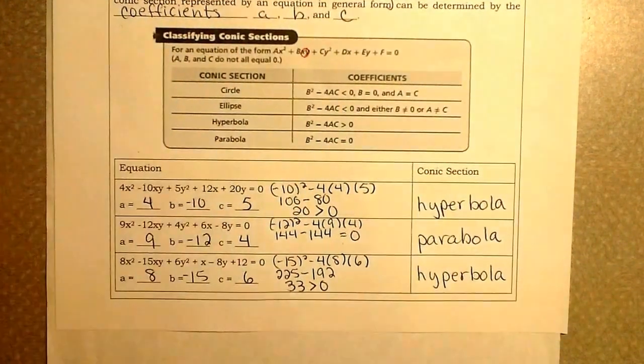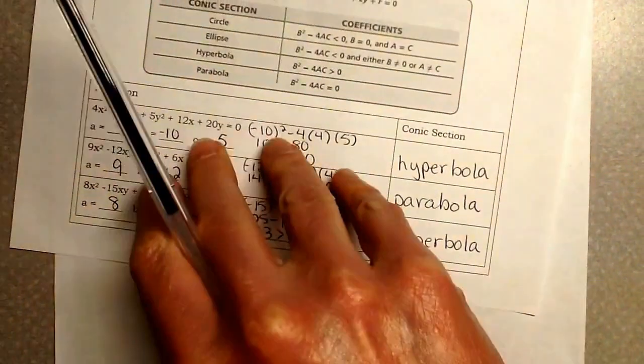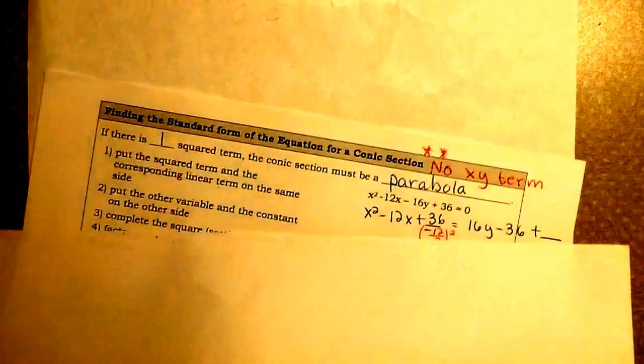Okay, now we are going to take conic sections in general form, and we're going to change them to standard form. So just like you have changed point slope into slope intercept form, we can change from the general form of a conic section to the standard form, which is much easier to graph.